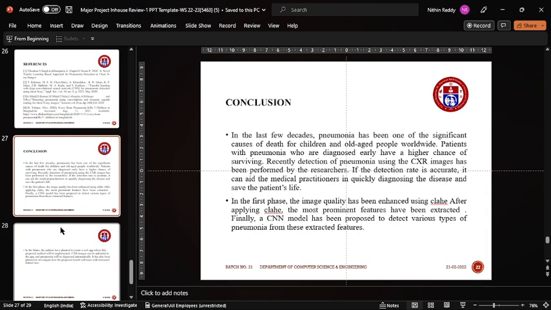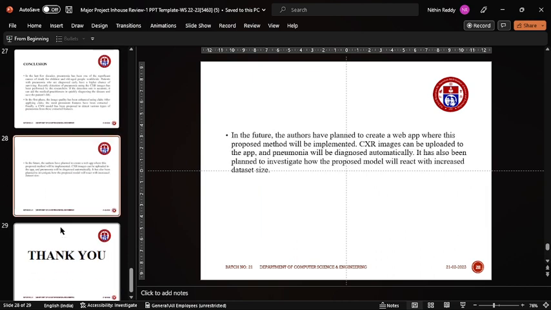In the first phase, the image quality has been enhanced using CLAHE. After applying CLAHE, the most prominent features have been extracted. A CNN model has been proposed to detect various types of pneumonia from these extracted features. In the future, the authors have planned to create a web app where this proposed method will be implemented. CXR images can be uploaded to the app, and pneumonia will be diagnosed automatically. It has also been planned to investigate how the proposed model will react with an increased dataset size.